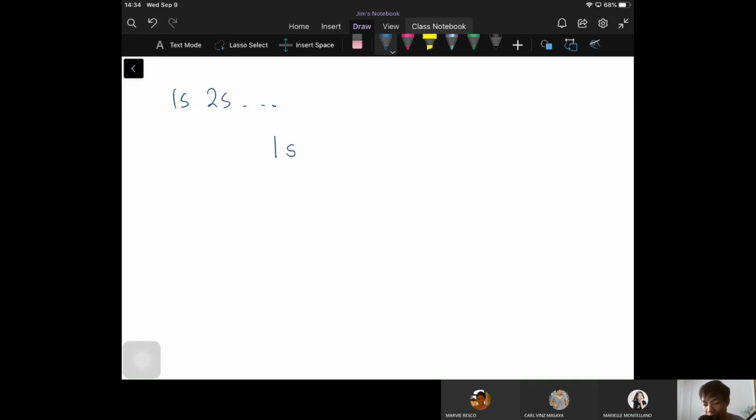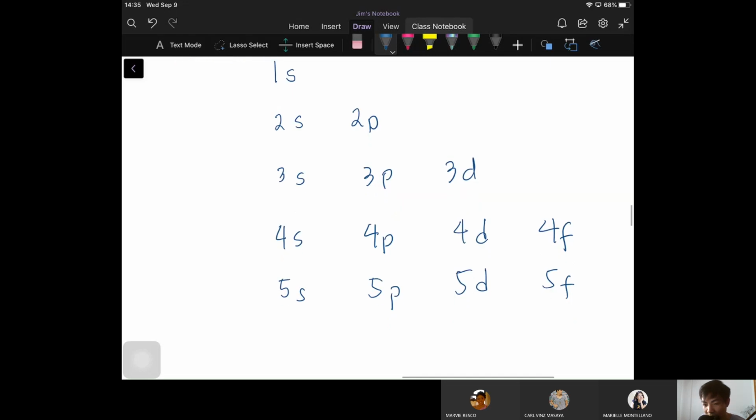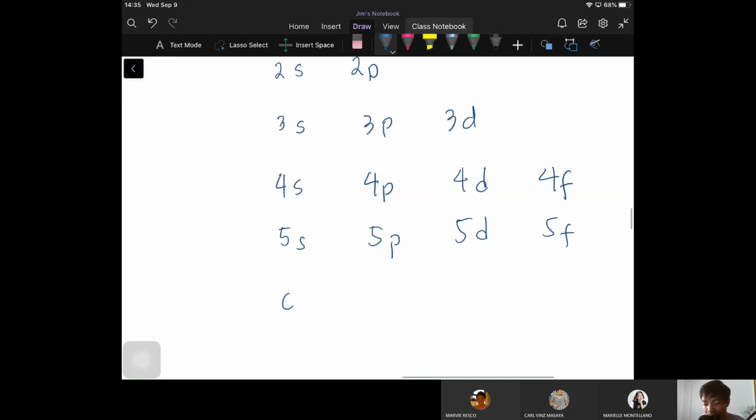So, 1s, yun yung first energy level. So, sa second energy level, you have 2s and the 2p, di ba? So, sa third energy level, you have your 3s, 3p, 3d. Then, 4s, 4p, 4d, 4f, no? Then 5s, 5p, 5d, 5f. May 5g kaya, sir? Meron din naman, pero hindi pa na-discover. Unti lang yung atoms. So, ganyan muna tayo. 7s, 7p, 7d, 7f.